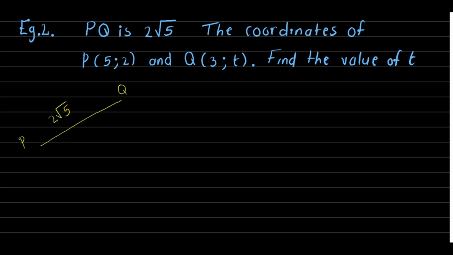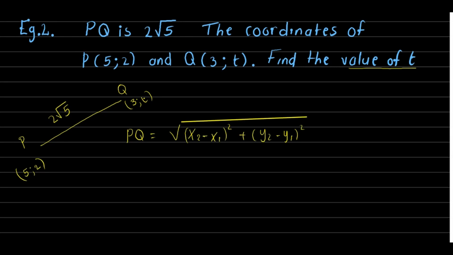We are given the coordinates of P, which is (5, 2), and we are given the coordinates of Q, which is (3, t). We are asked to find the value of t, right? We know that we can use the distance formula of PQ, which is equal to the square root of (x2 minus x1) all squared plus (y2 minus y1) all squared, right?